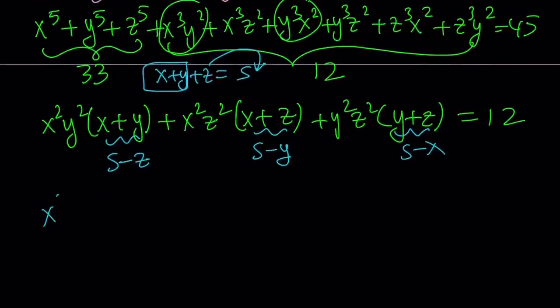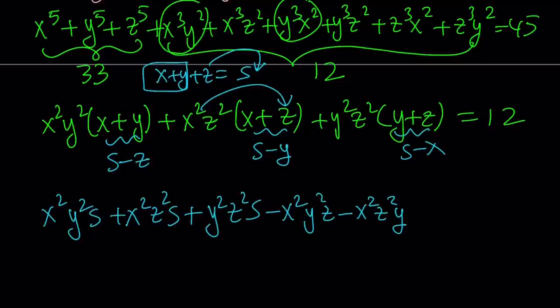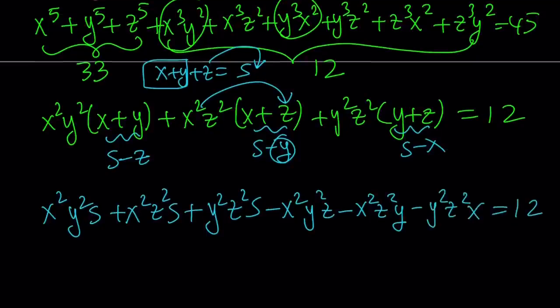Let's go ahead and put those together. I get x squared y squared s plus x squared z squared s plus y squared z squared s. I want to put all the s terms together, and then the rest is going to have a minus sign. Notice that the rest is going to look like this: x squared y squared z minus x squared z squared y. So we're distributing this way, right? Let me see, x squared y squared z, x squared z squared y, and y squared z squared x. Okay, great. So it's only going to bring 3 terms.